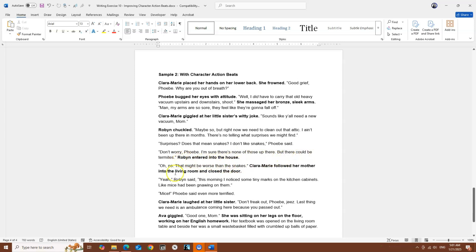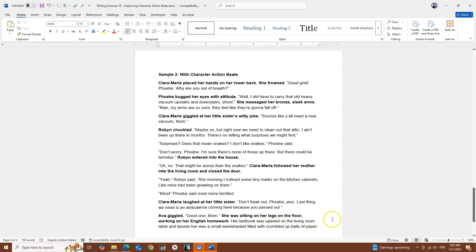Robin entered into the house. Oh no, that might be worse than the snakes. Marie followed her mother into the living room and closed the door. Yeah, Robin said. This morning I noticed some tiny marks on the kitchen cabinets, like mice had been gnawing on them. Mice, Phoebe said, even more terrified. Marie laughed at her little sister. Don't freak out, Phoebe. Jeez. Last thing we need is an ambulance coming here because you passed out. Ava giggled. Good one, Mom. She was sitting on her legs on the floor, working on her English homework. Her textbook was opened on the living room table, and beside her was a small wastebasket filled with crumpled up balls of paper.